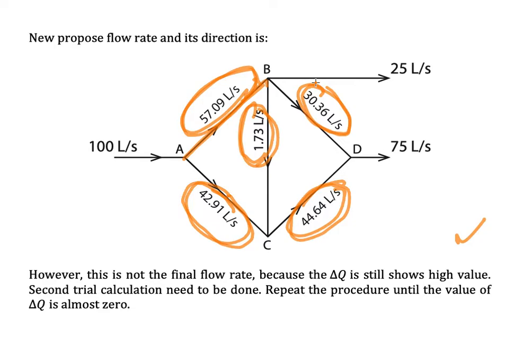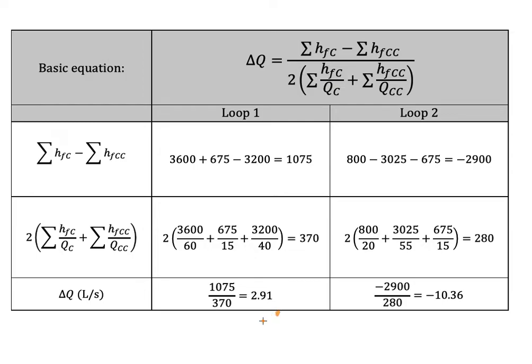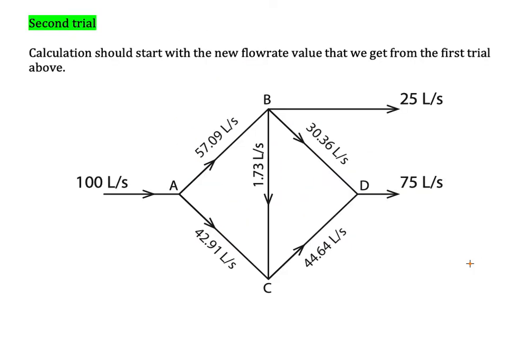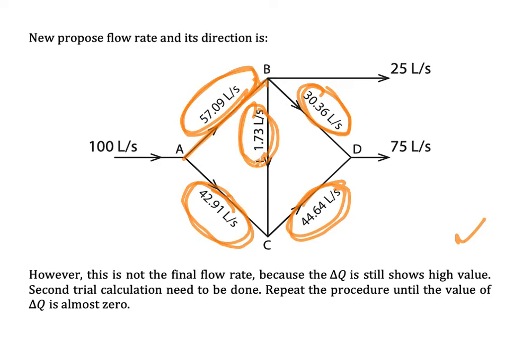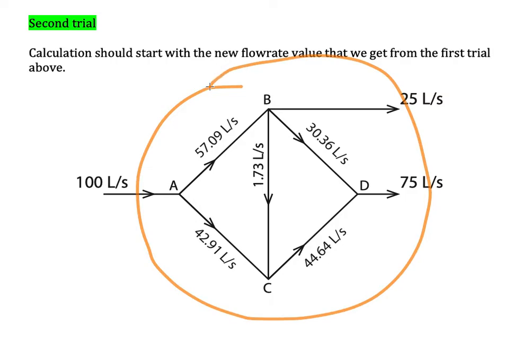However, because in our calculation here, we found that the delta Q here is not equal to or less than 1 liter per second, we need to do our second trial. So how to do the second trial? Again, it is the same. After we propose the new circuit like this, we can start to have our second table.